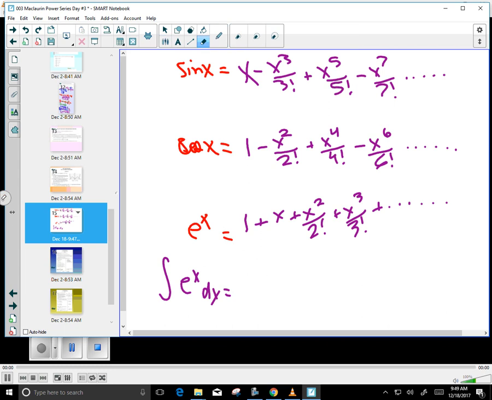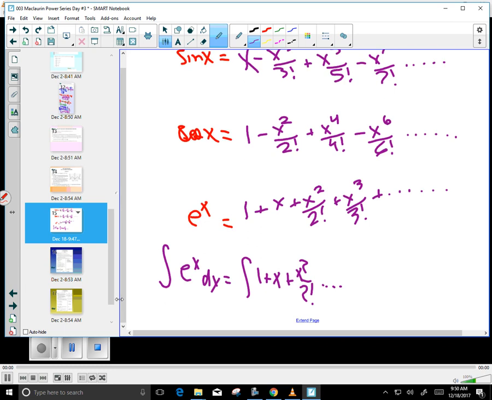Would you have any trouble integrating 1 plus x squared over 2 factorial? Would you have trouble integrating that? Really? Isn't that just x plus x squared over 2 plus x cubed over 2? I mean, that's not hard. But you could integrate that, right?